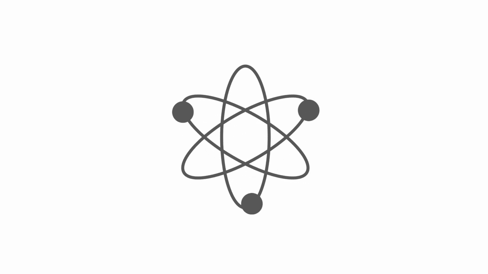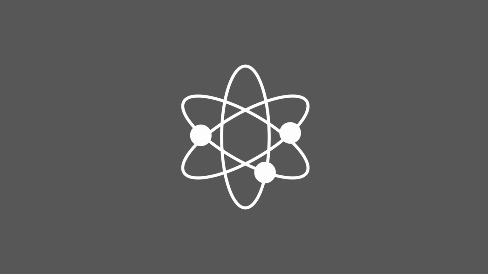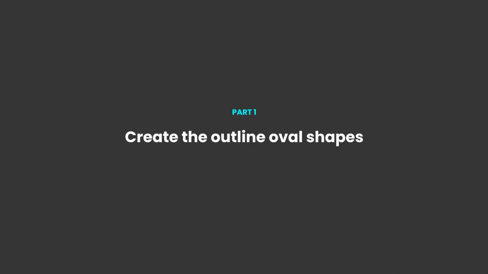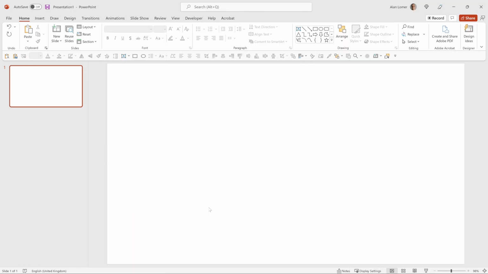In this short tutorial, I'm going to be showing you how you can create this atomic graphic directly in PowerPoint and animate it. So let's jump into it. We will start with a blank presentation and choose layout blank. We can create the first graphic with an oval.